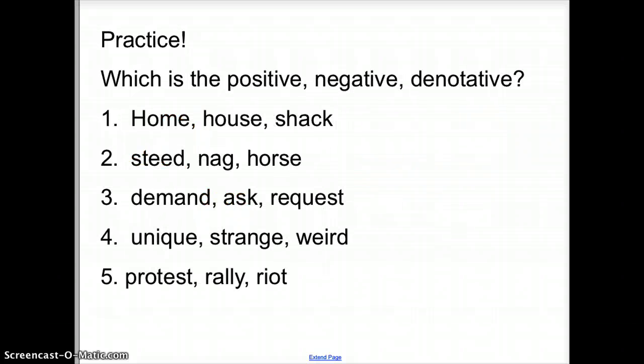One more page. What I want you to do here is decide which one is the positive connotation, the negative connotation, or just the denotative definition. Look at the three words and decide which one is which by process of elimination. So home, shack, house. If I look at that, I think home feels good. That's going to be a positive. House is pretty neutral, so I'm going to say that's the denotative. And then shack sounds negative. So do the practice for the next four on your own.